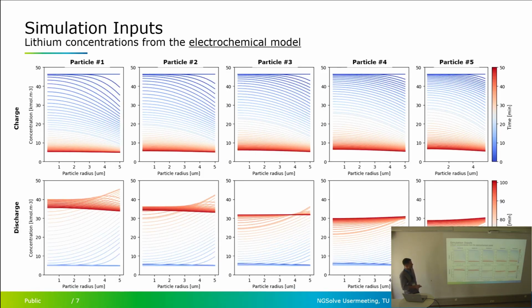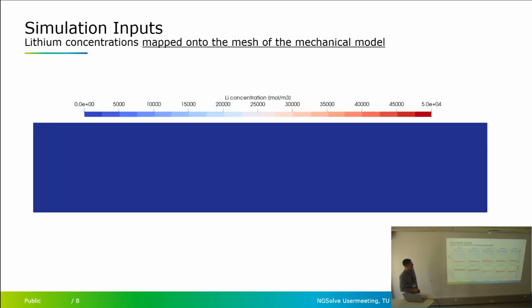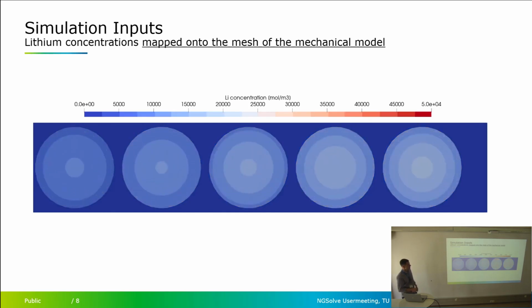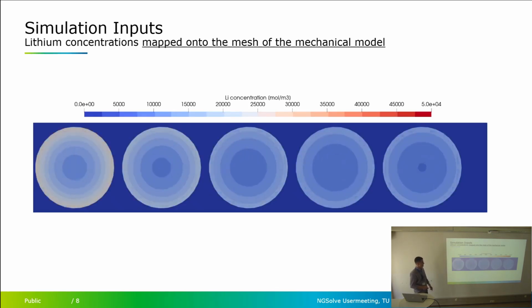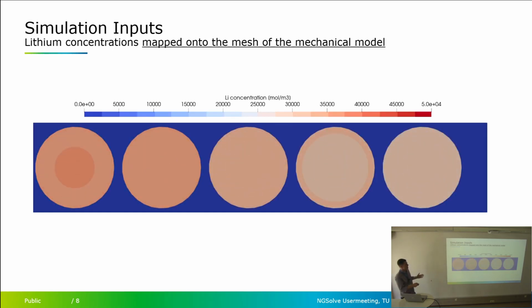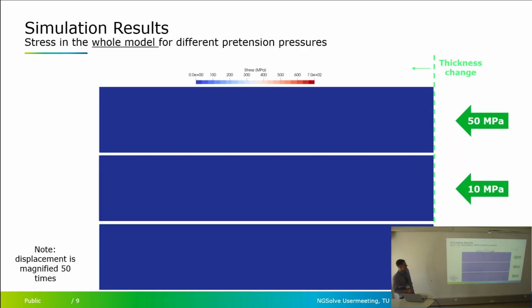So we do that for all 5 particles of our electrode, and we map that into our NGSolve model, and animated it looks something like that. So this is our input to our simulation, and then we run the actual calculation to see stress and strain response.